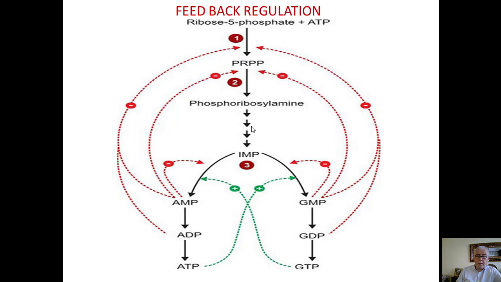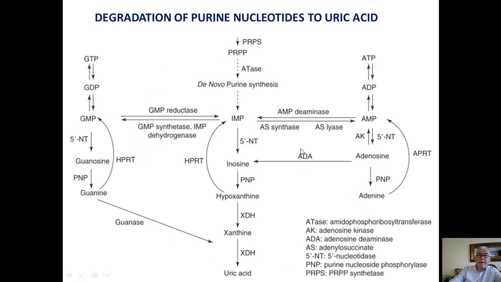Another negative regulation is called substrate and product level inhibition. Products like AMP and GMP have this kind of role, and the products AMP and GMP can inhibit their own synthesis. It's another important way of regulating de novo synthesis of purines.